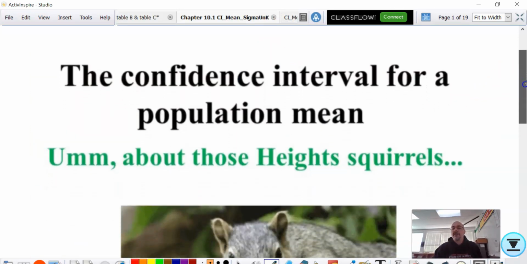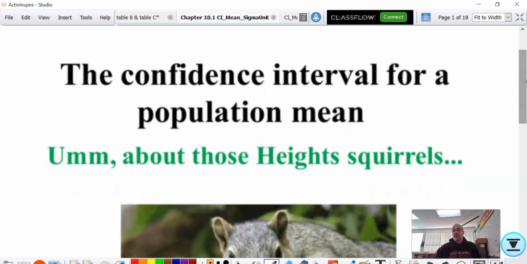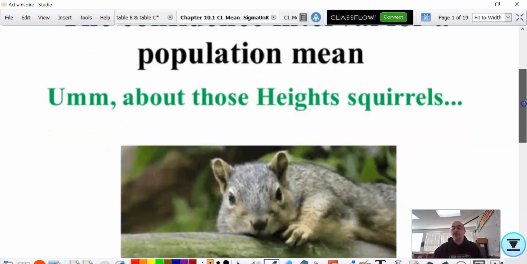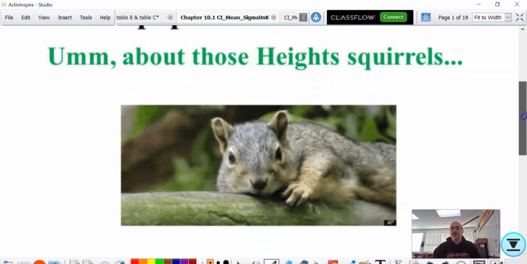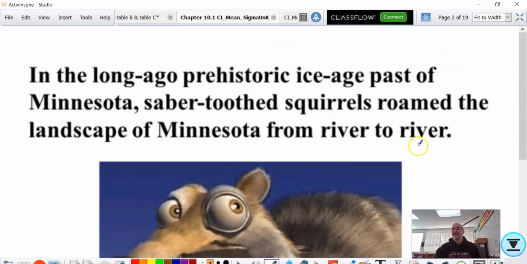All right, the confidence interval for a population mean. Okay, these are kind of funny. They're kind of cool. Okay, I really like these PowerPoints. About those heights, squirrels. Okay, we've got some interesting squirrels and heights, right? Okay, here we go. You're gonna laugh at this. At least I hope you laugh.